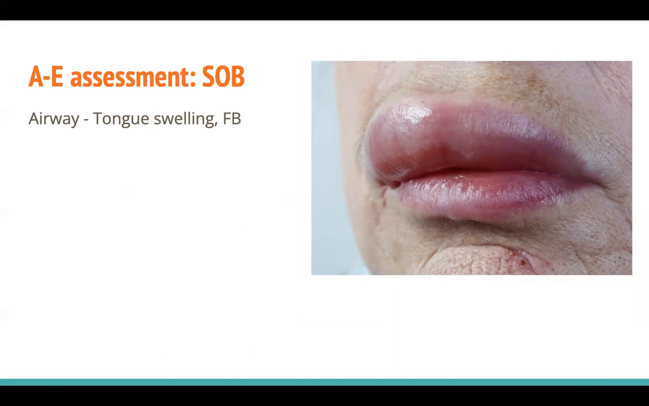Is the patient able to maintain their own airway? If it's not tongue swelling, perhaps there's a foreign body that's stuck. This is something to note in patients that are elderly or perhaps confused.